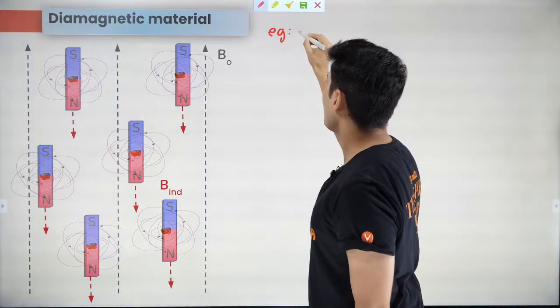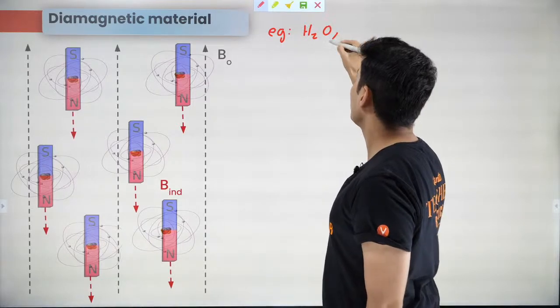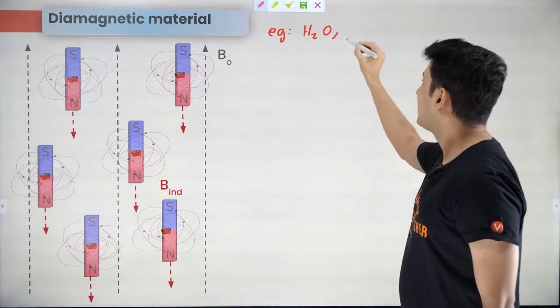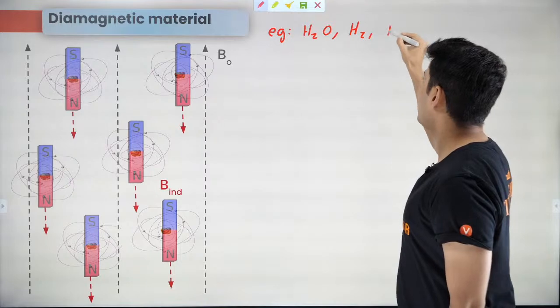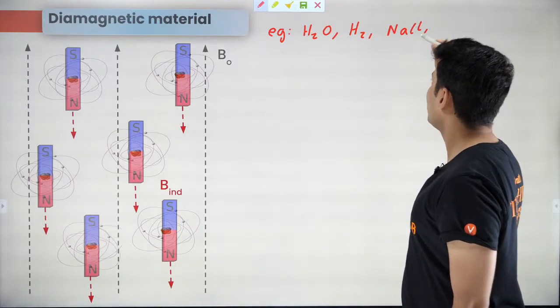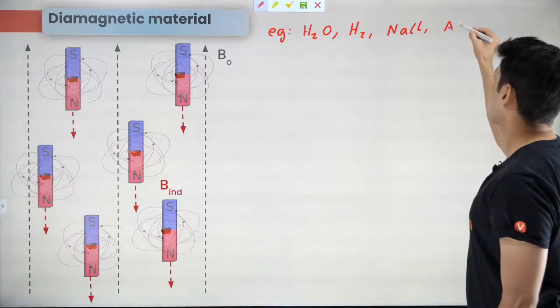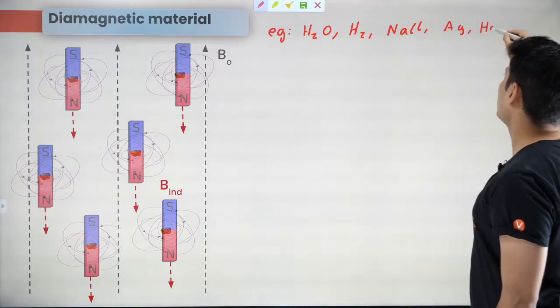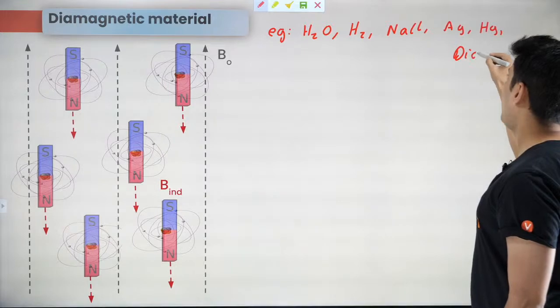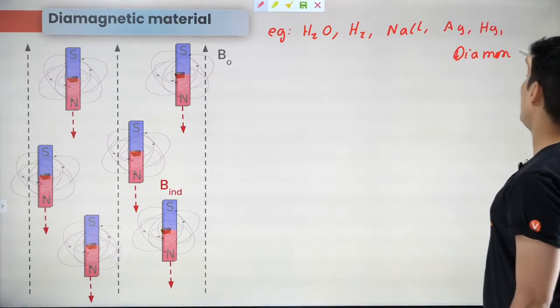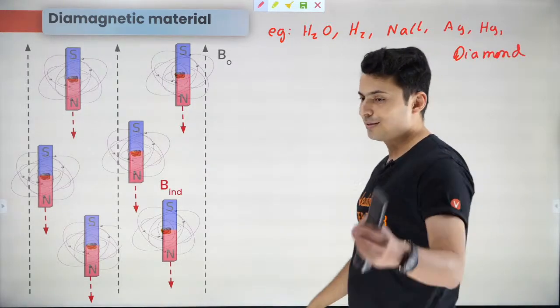Examples will be H2O, then you also have H2, then you also have NaCl, that's salt, then you also have silver, mercury, and diamond. All these are diamagnetic. In fact, you are a diamagnetic material, by the way.